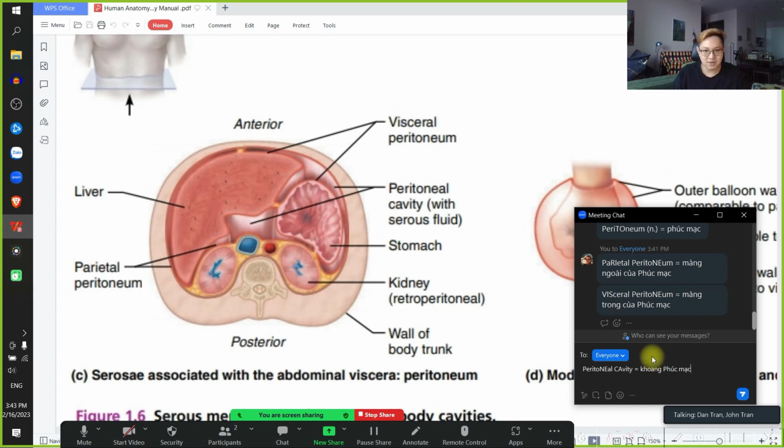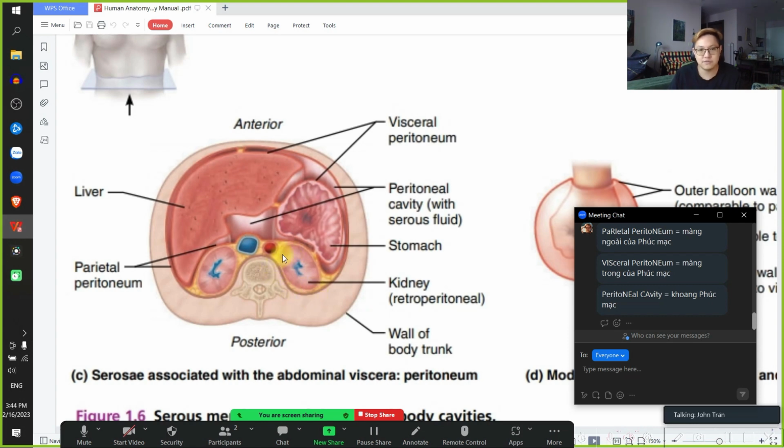Of course there's serous fluid in there. And then this is the stomach, this is the liver. Yes. And here the kidney.